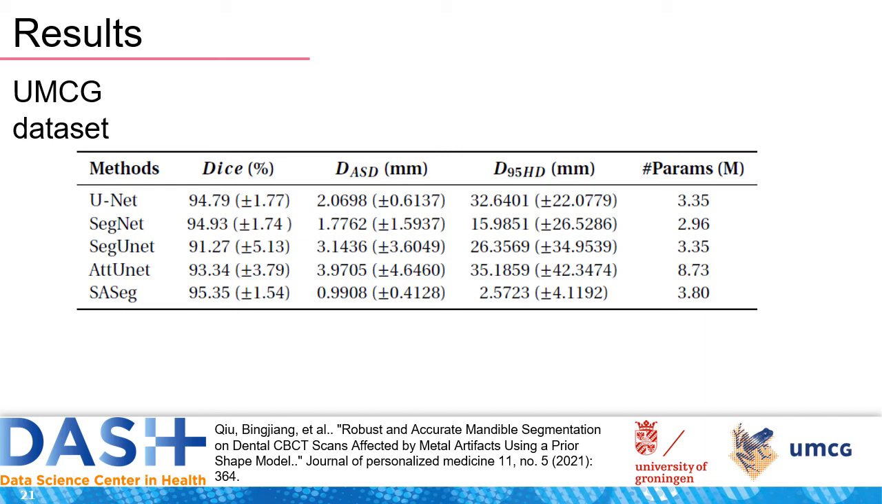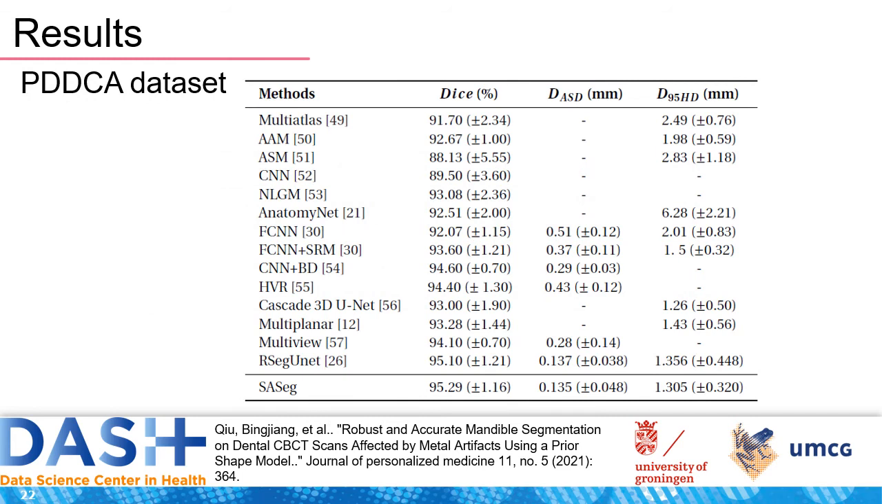As you can see, we got a higher dice score compared with the other methods, and then we got the lowest ASD distance and also the lowest 95 HD distance. We also compare our method with the other methods on the PDDCA dataset. As you can see, we also got the best result on this dataset.